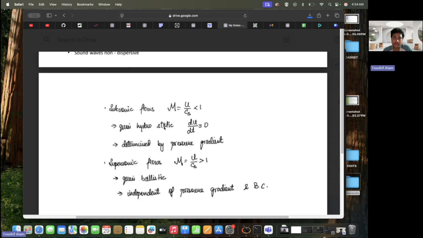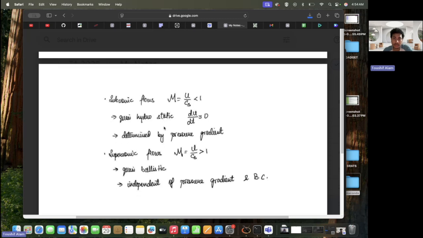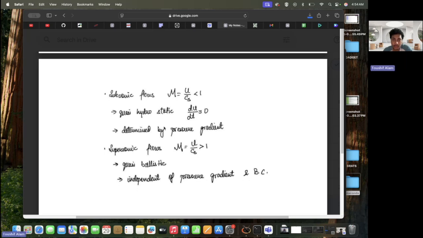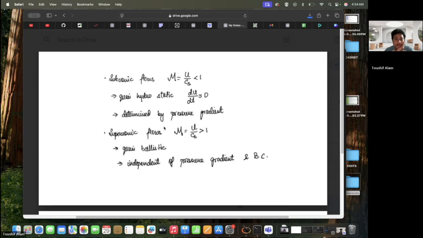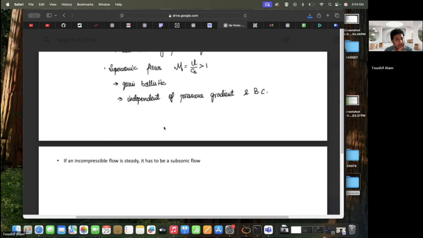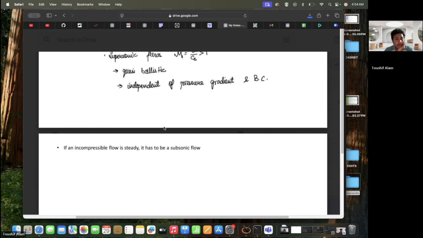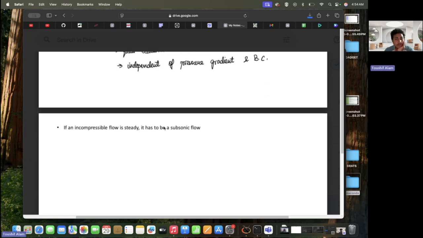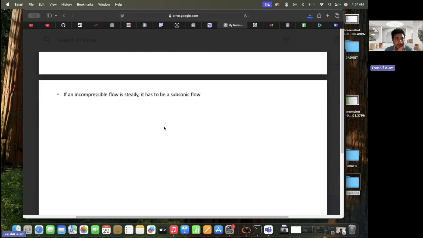Subsonic flows: Mach number M is U by Cs less than 1. Quasi-hydrostatic, density is approximately constant, determined by pressure gradient. Supersonic flow: M is equal to U by Cs greater than 1. Quasi-ballistic, independent of pressure gradient and boundary conditions. If an incompressible fluid is steady, it has to be a subsonic flow.